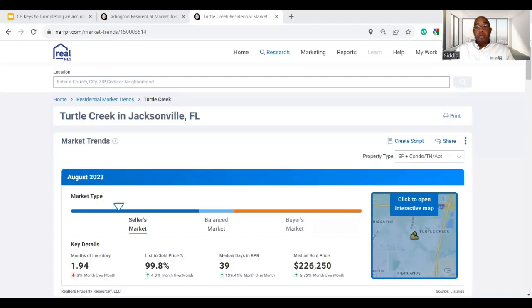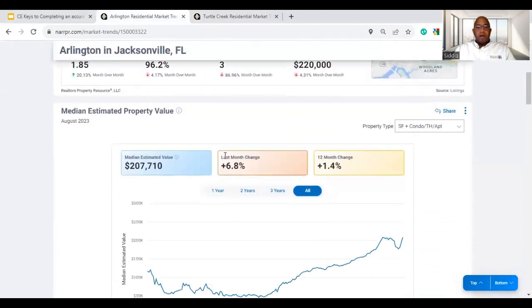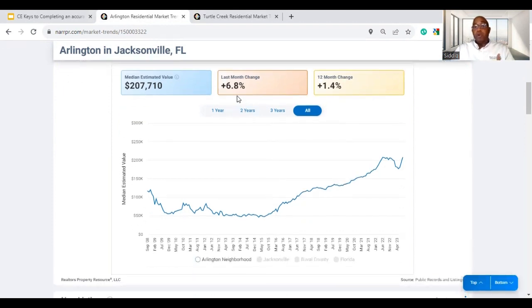First of all, I'm going to show you a couple of neighborhoods where it shows the value trend, one trending in a positive direction, the other one trending in a negative direction. The first one I'm going to take a look at is Arlington and Jacksonville. RPR shows the last 12 months, the values in that particular neighborhood have increased 1.4%. Over the last month, the values in the neighborhood have increased by 6.8%. And you can see the value on this graph with that particular neighborhood.